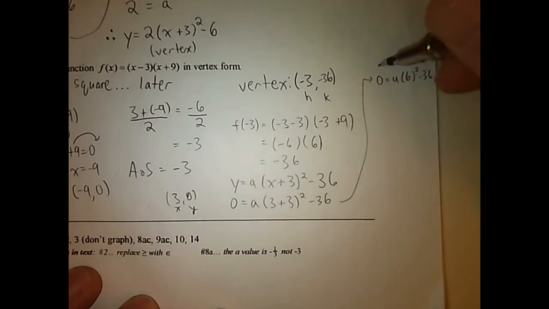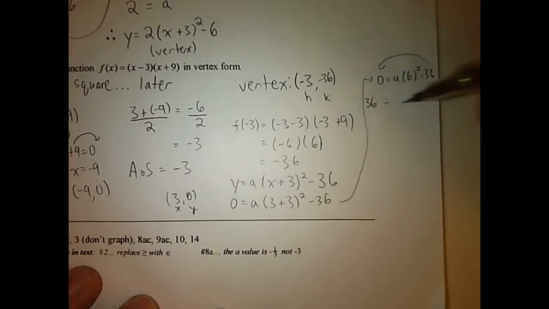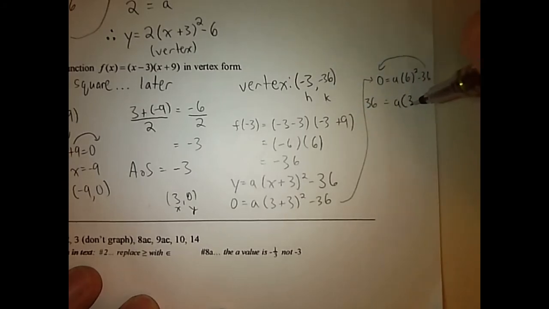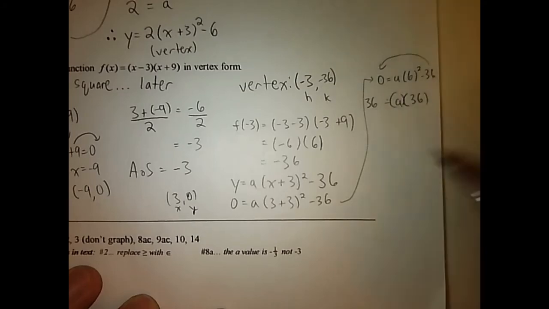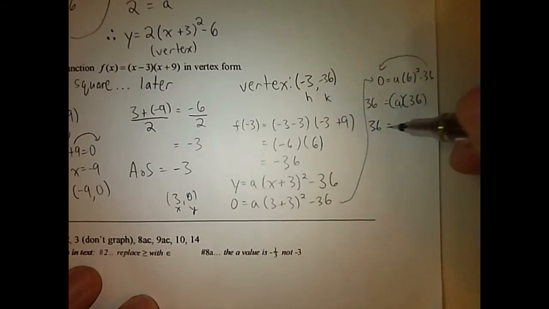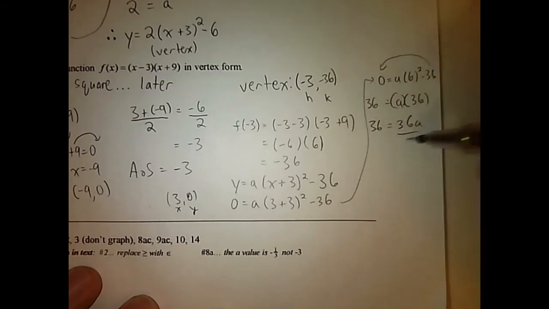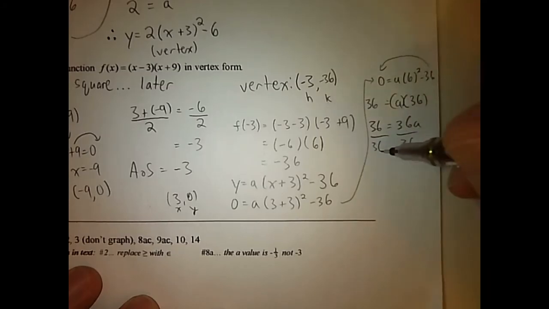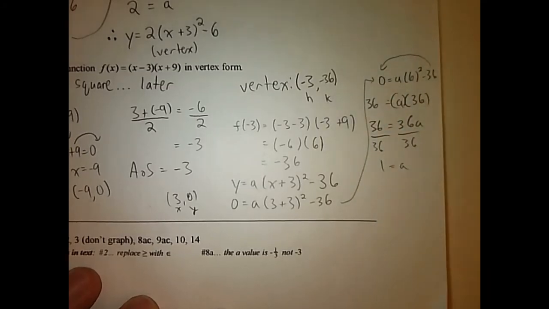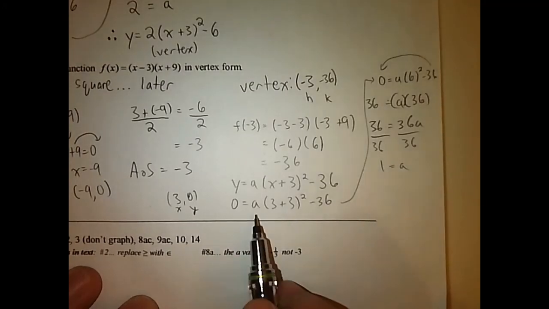I'm going to move this over here. 36 is equal to a times 36. Again, this is multiplied together. 36 is equal to 36a. Divide both by 36. A is equal to 1. So the a value is equal to 1.